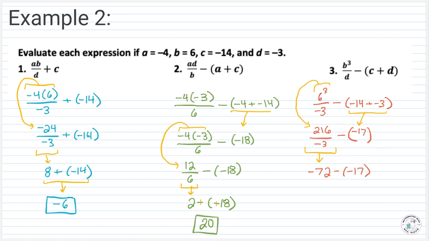So now that we're subtracting integers, again, the trick is to keep change. So we're going to keep the -72, change this to addition, change this to its opposite. So it turns into -72 plus +17. And now that we have different signs, the trick is to subtract the two and keep the sign of what you have more of. So 72 minus 17 is 55, and we have more negatives, so it's going to be a -55. And that's it for that question.